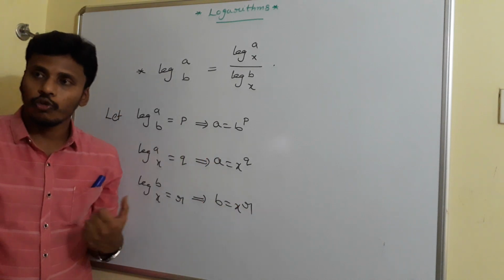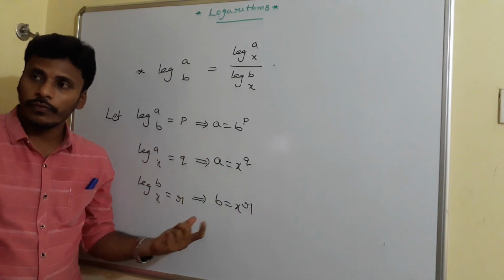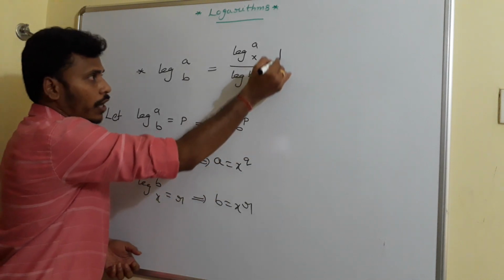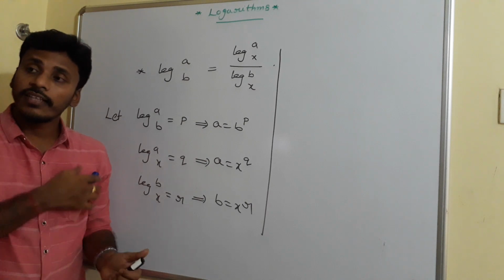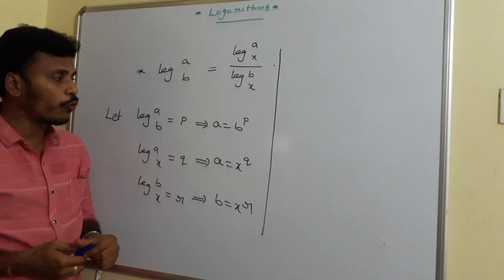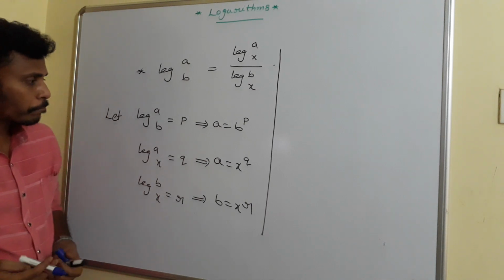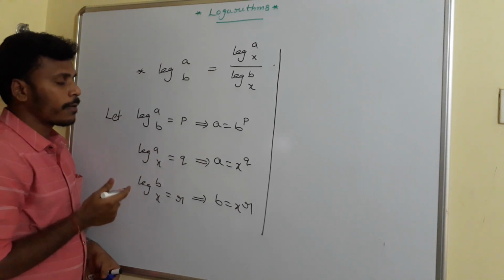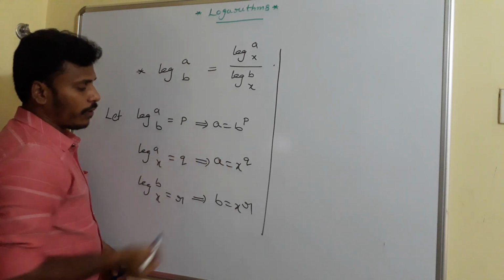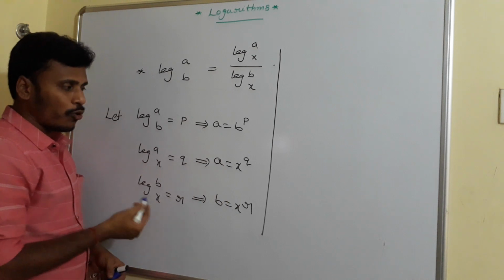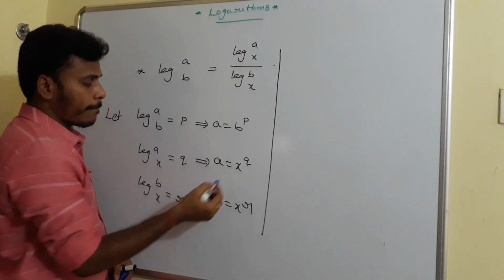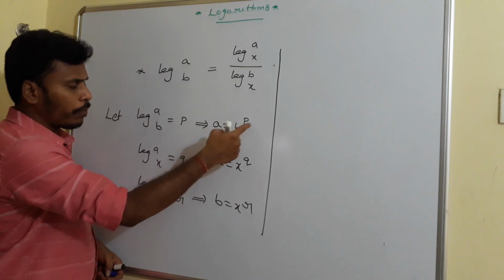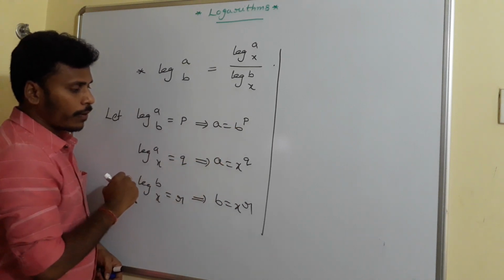Now a is equal to b power p, a is equal to x power q, and b is equal to x power r are the different exponents in our hands. With the support of these exponents, we are going to prove that law. Now have a look. What I am going to do is, see, a is equal to b power p and a is equal to x power q. Both are the same, right? So you just start with anyone. b power p is equal to a.